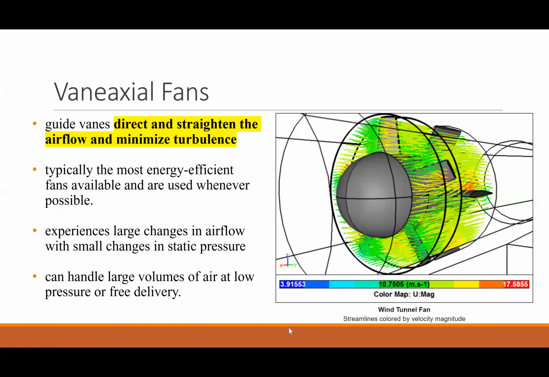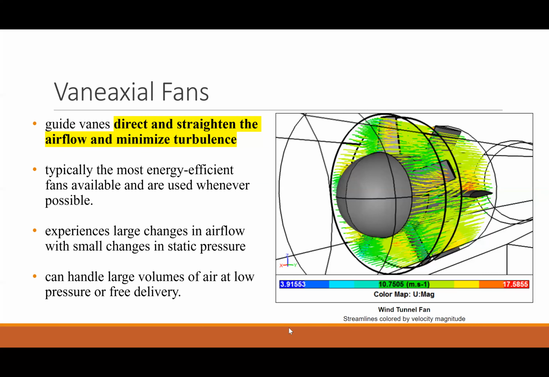The vaneaxial fan's name comes from the guide vanes in the fan tube that improve the efficiency of the fan by directing and straightening the airflow, which minimizes turbulence and reduces noise, as shown in the figure. As a result of this, vaneaxials are typically the most energy efficient fans available and are used whenever possible. Vaneaxial fans are used for heat, smoke and fume removal, process drying, comfort and process cooling, and general ventilation.